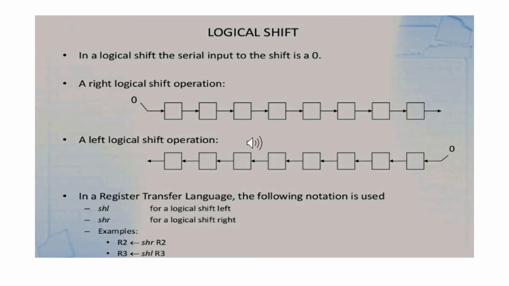Logical shift. In a logical shift, the serial input to the shift is 0. A logical shift operation: the left logical shift operation. In register transfer language, the following notation is used: shl for logical shift left, shr for logical shift right. For logical shift right, for example, R2 is equal to shr R2, R3 is equal to shr R3.